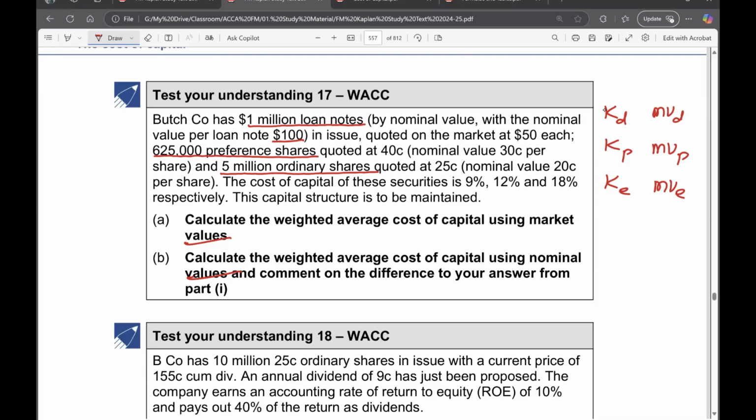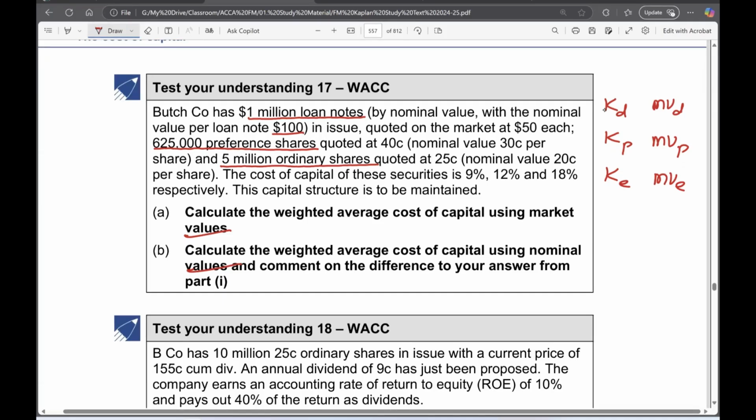Can we use Excel sheet in section A only? I don't think so. But yeah, you can scroll to section C, and in Excel sheet you can calculate if you wish to. But there's no Excel sheet available in section A and B. Okay. Okay, let's do this question now.